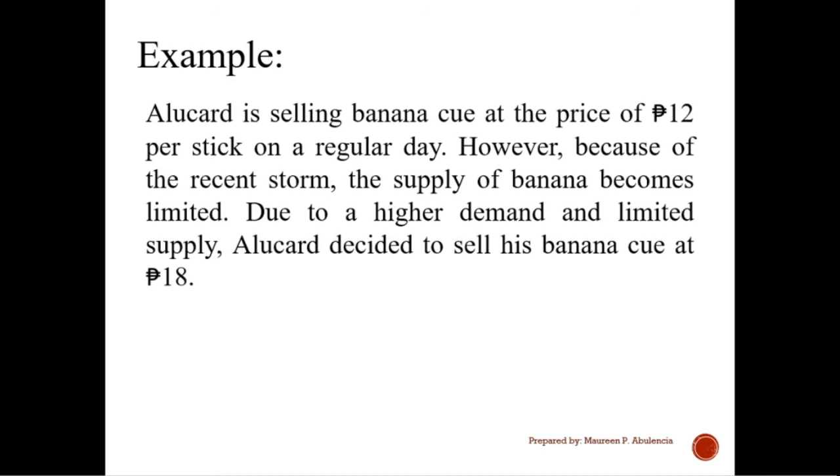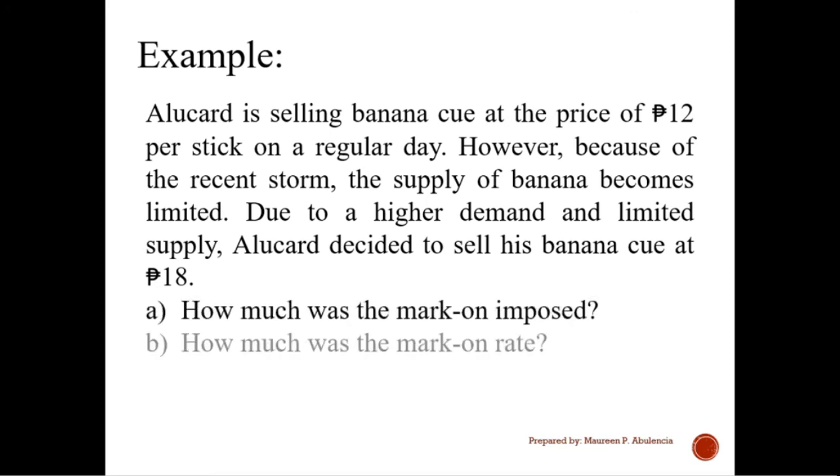Let us have an example. Alucard is selling banana Q at the price of 12 pesos per stick on a regular day. However, because of the recent storm, the supply of banana becomes limited. Due to a higher demand and limited supply, Alucard decided to sell his banana Q at 18 pesos. Determine how much was the mark on imposed and how much was the mark on rate.